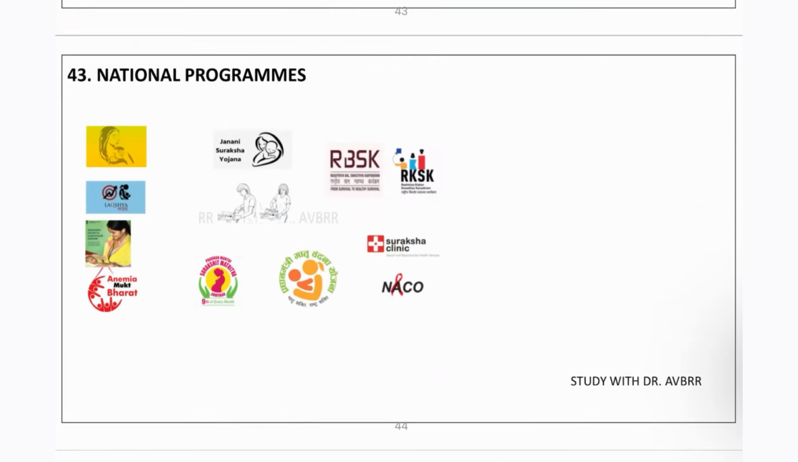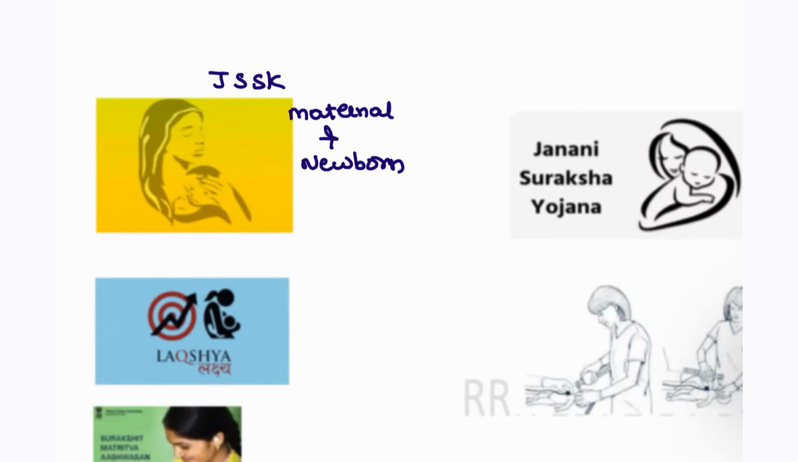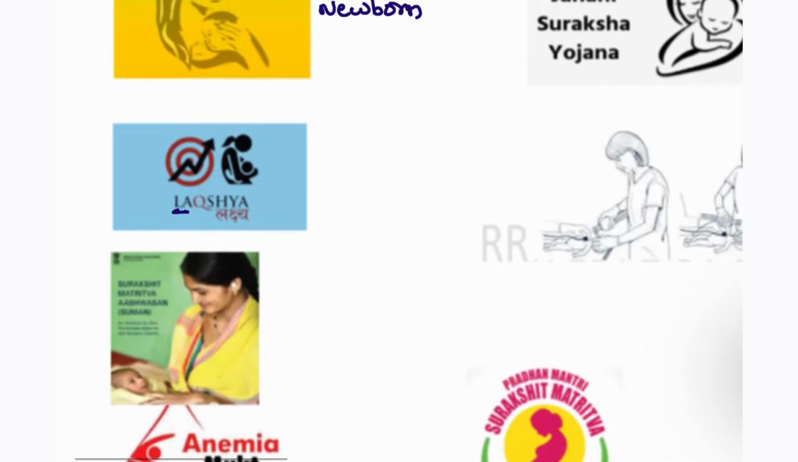So here in this picture, you can see the different types of programs that we are seeing. This is known as Janani Sishu Suraksha Karyakramam. What we are going to do here is first maternal, facilitating the delivery, and also newborn care. Both are included in this program. Next, Laksha, L for Laksha, L for labor. So labor room cleanliness we are going to see.